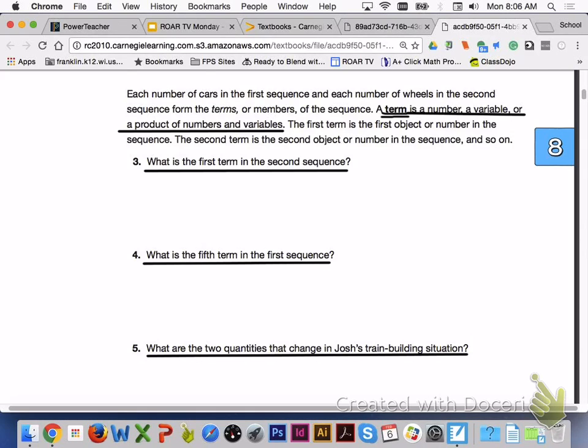A term is a number, a variable, or a product of numbers and variables. The first term is the first object or number in the sequence. The second term is the second object or number in the sequence, and so on. Please answer 3, 4, and 5 with your group members.